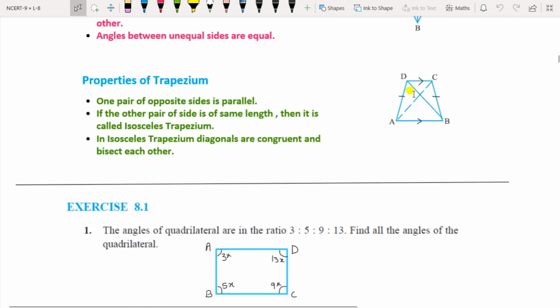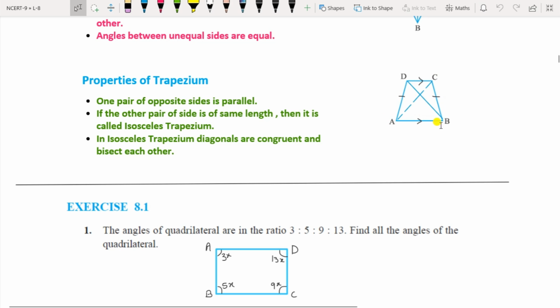Then the properties of a trapezium are, this is a trapezium here. One pair of opposite sides is parallel, that is AB is parallel to CD. If the other pair is of the same length, that is AD is equal to BC, then this type of trapezium is called an isosceles trapezium, and if AD is not equal to BC, then it is only called a trapezium.